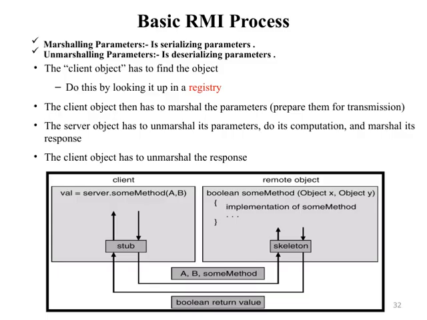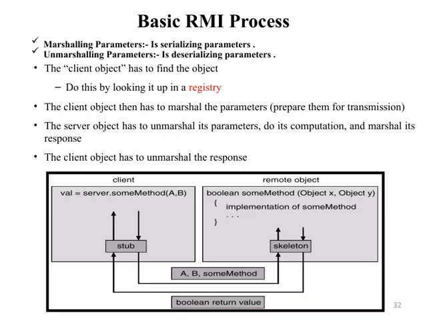First, when we're talking about marshalling parameters, we're referring to the process of serializing the parameters so they can be transmitted over the network. It's like packing up the data to send it across. Conversely, unmarshalling parameters is about deserializing, or unpacking, that data once it arrives so the server can understand it. Next, the client object needs to find the correct remote object to communicate with. It does this by looking it up in a registry, which acts like a directory of available remote objects.